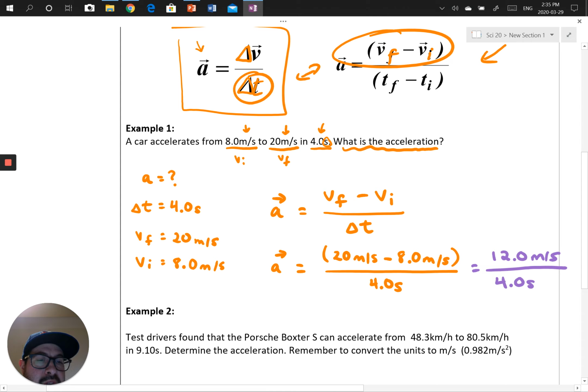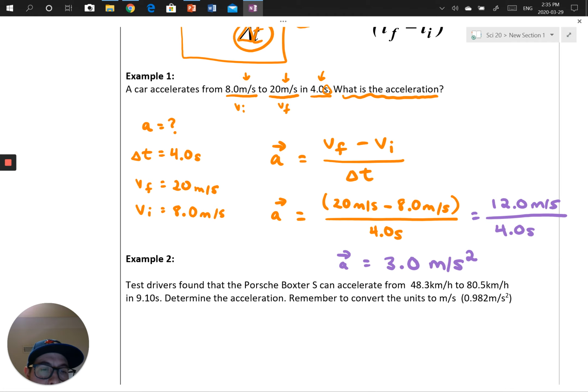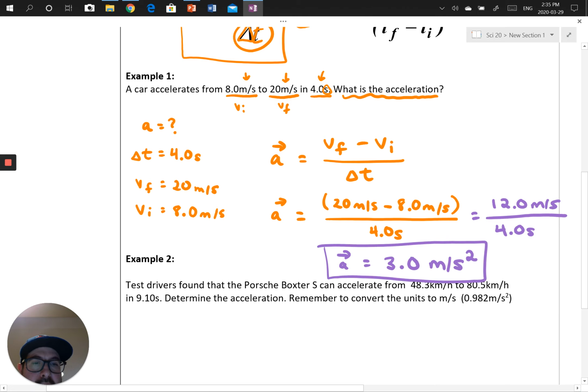So we take 12 divided by 4, and I want 2 sig digs here. 12 divided by 4 is 3, so I'm going to get 3.0. My acceleration is equal to 3.0 meters per second squared. And that's the unit that we're always going to use for acceleration. So we're not going to be dealing with something like kilometers per hour squared. Anytime you see kilometers or hours, you want to convert those to meters and seconds when we're doing this stuff. And that's how we calculate acceleration.